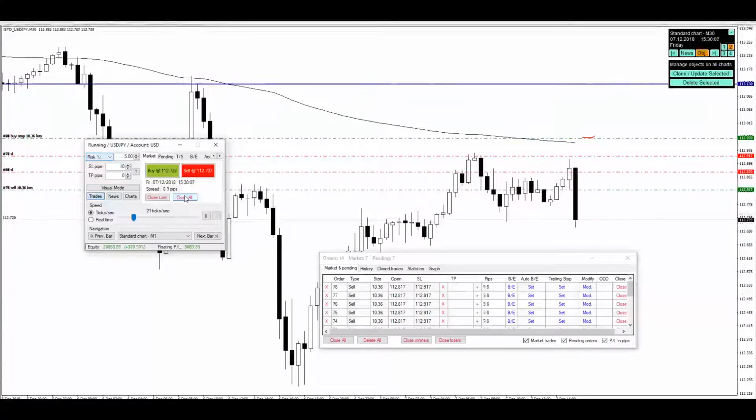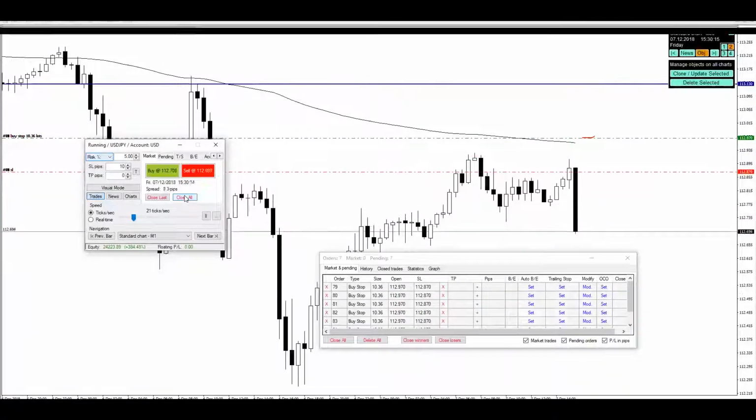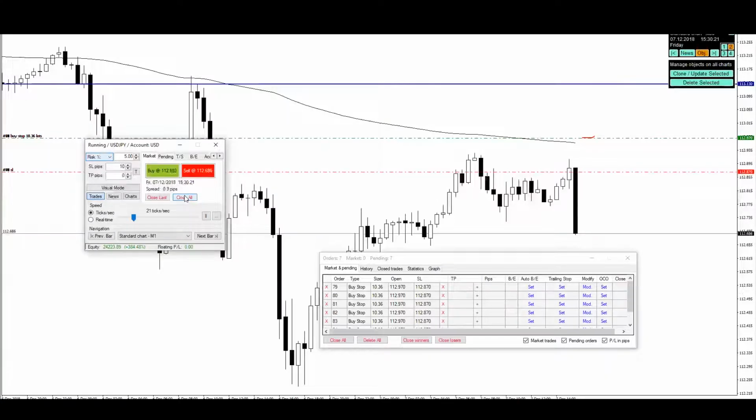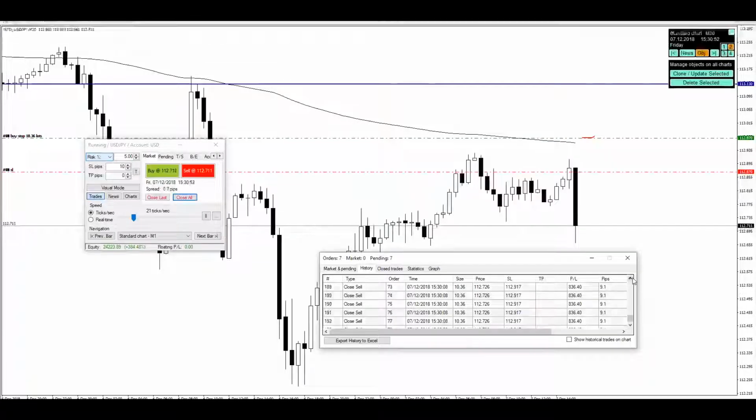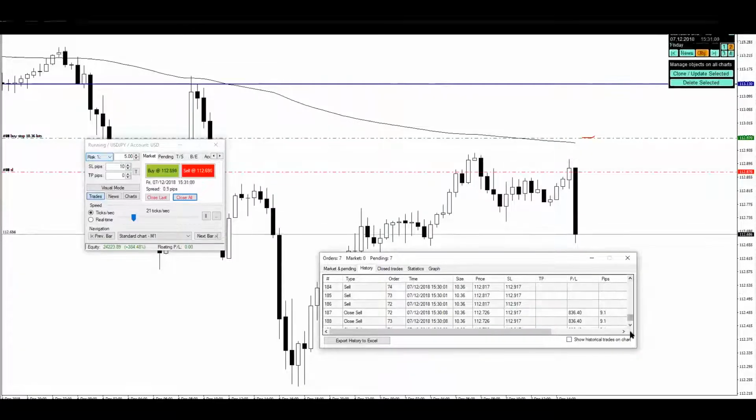Oh, whoa, coming down. Wow, oh, got it. We got it. I closed all of them. This was it right here, 9.1 pips, actually.